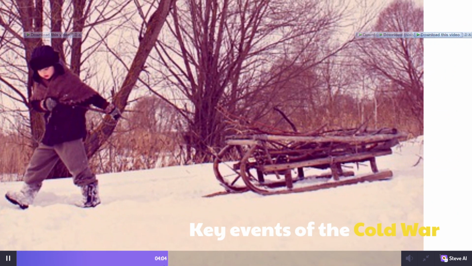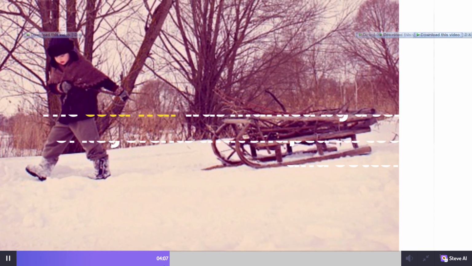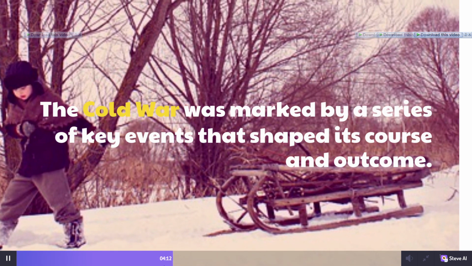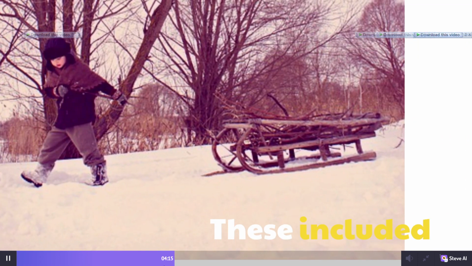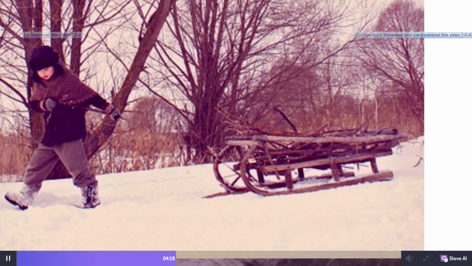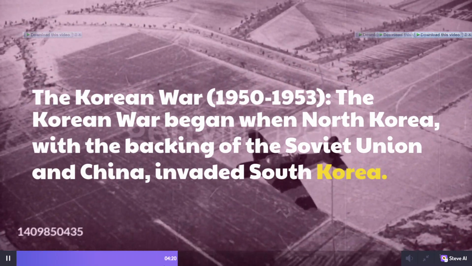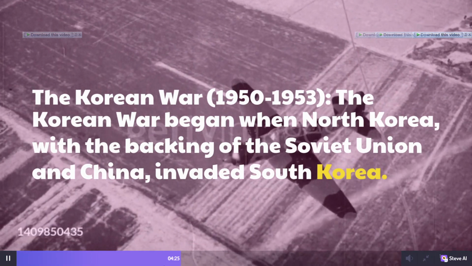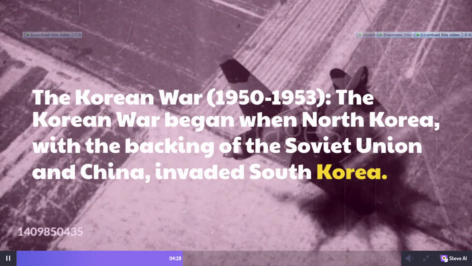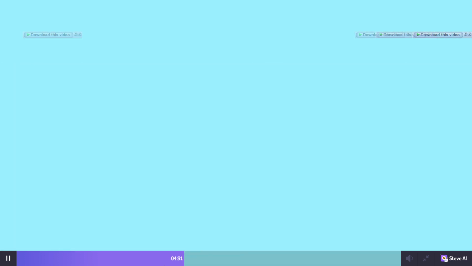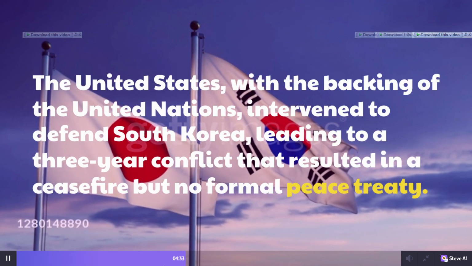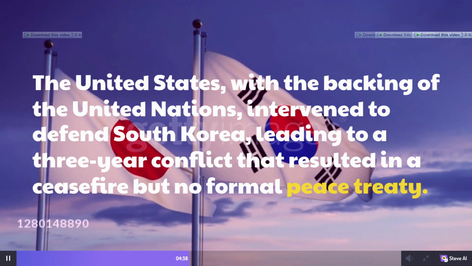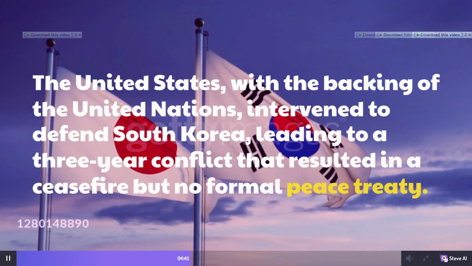Key events of the Cold War. The Cold War was marked by a series of key events that shaped its course and outcome. These included the Korean War, 1950-1953. The Korean War began when North Korea, with the backing of the Soviet Union and China, invaded South Korea. The United States, with the backing of the United Nations, intervened to defend South Korea, leading to a three-year conflict that resulted in a ceasefire but no formal peace treaty.